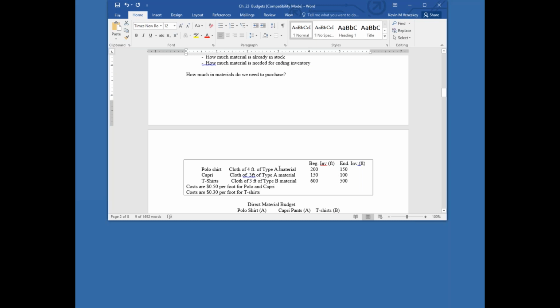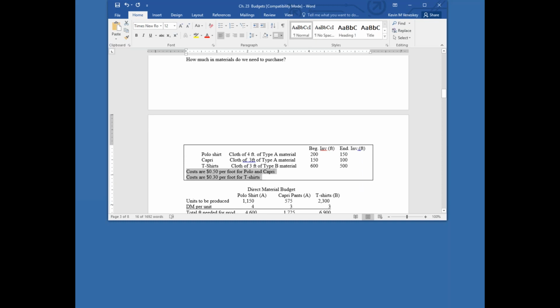Capri pants, notice the capri pants and the polo shirt use the same material. We'll begin to merge those in a little bit, but at first we're going to go ahead and keep them separate. And then the t-shirts use a different material because these two materials do cost a little bit different on a per foot basis. So I want to then decide how much of material A do I need?